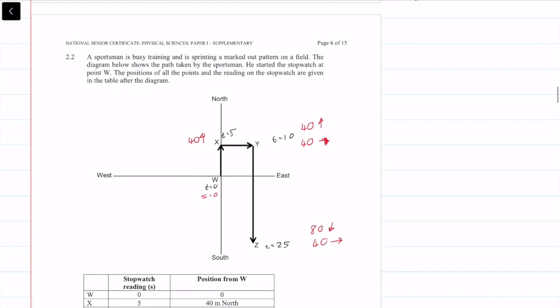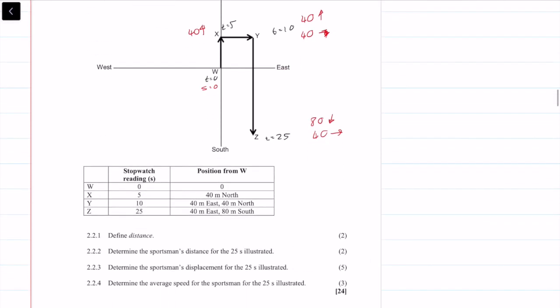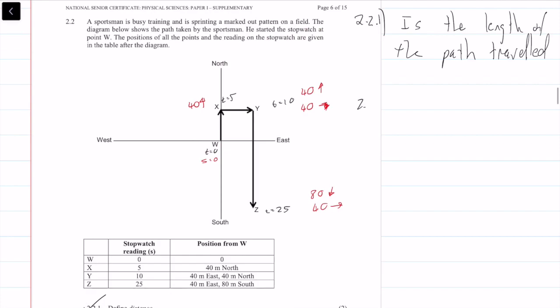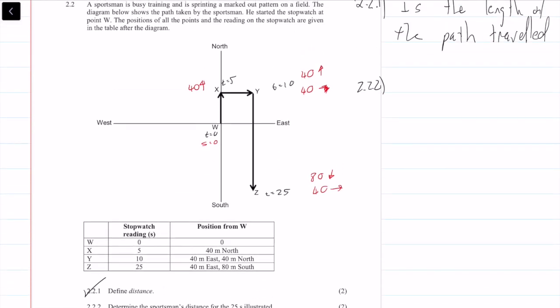Okay, so question 2.2.1. Define distance. Distance is the length of the path traveled. And we get 2 marks for that. Question 2.2.2 says determine the sportsman's distance for the 25 seconds illustrated. So we want his distance, and distance is the length of the path traveled.